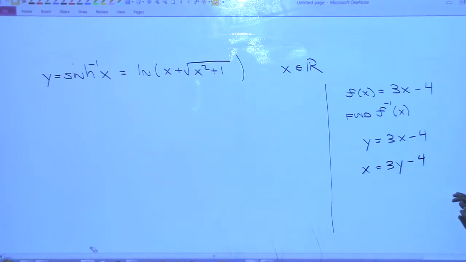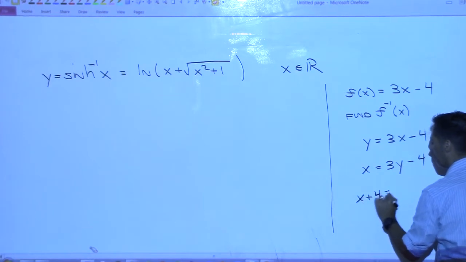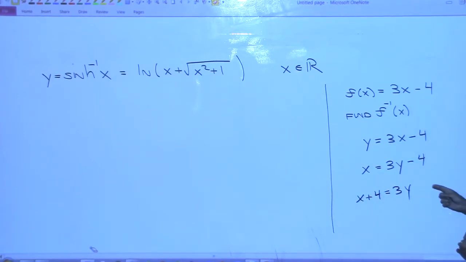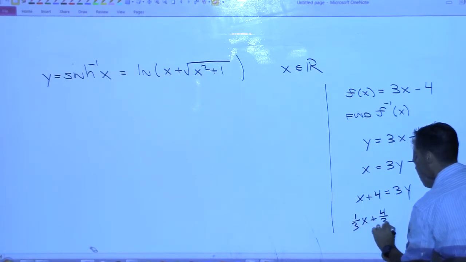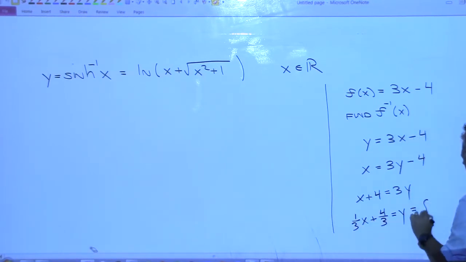And then? Solve for y. So then I would add 4 to both sides. And then I would divide by 3. So I get 1/3 x plus 4/3 equals y, and this is our inverse function.